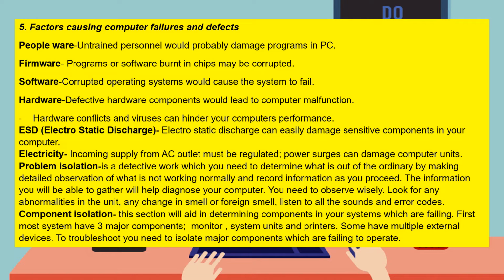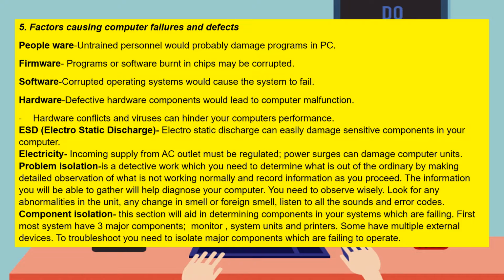Problem isolation. It's detective work in which you need to determine what is out of the ordinary by making detailed observations of what is not working normally and recording information as you proceed. The information you will be able to gather will help diagnose your computer. You need to observe wisely. Look for any abnormalities in the unit, any change in smell or foreign smell. Listen to all sounds and error codes.